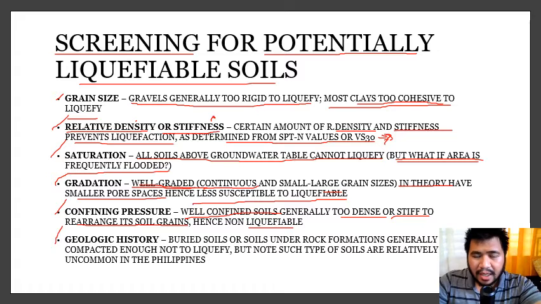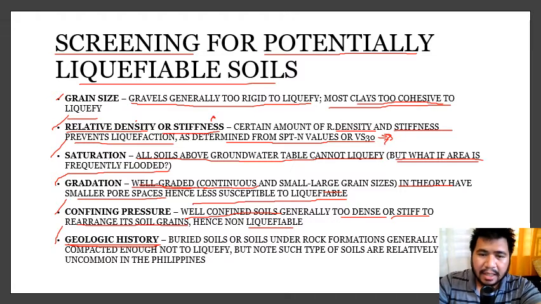Geologic history. This is quite contentious because this is mostly based on U.S. studies. And in the U.S., they have a lot of different types of soils. They have their paleosoils or buried soils. Some of them are soils buried under rock formations, and of course, they're already compacted, actually compacted enough that they cannot liquefy.